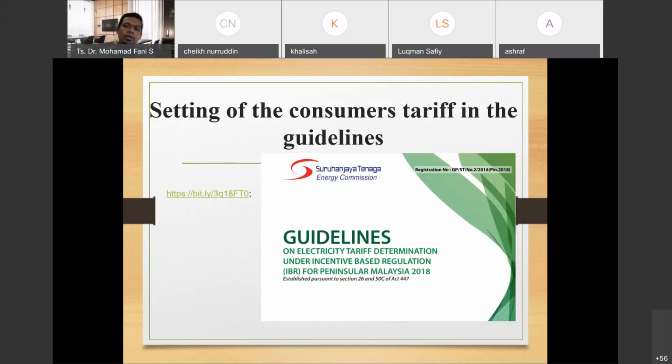To know more about the setting of the consumer tariff, from the base tariff on how TMB should design it, this guideline will properly explain how this consumer tariff will be set up. Okay, you can refer to this guideline.